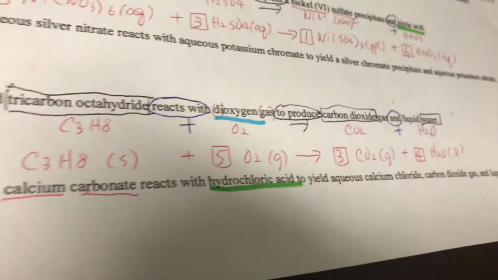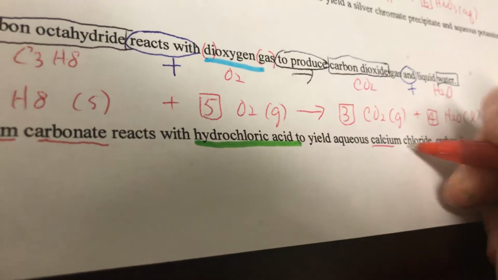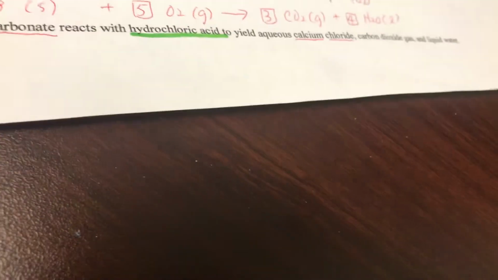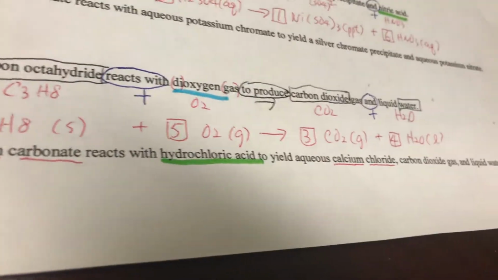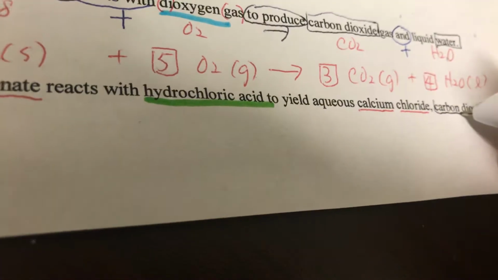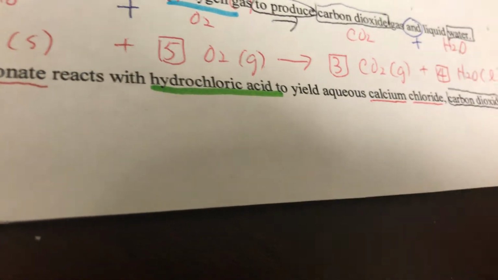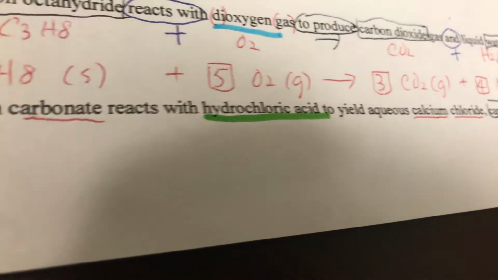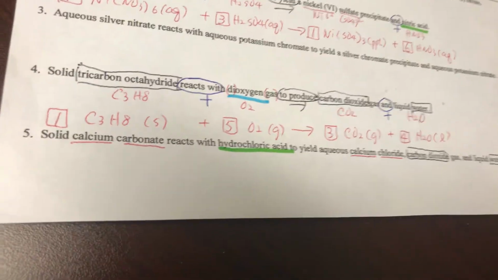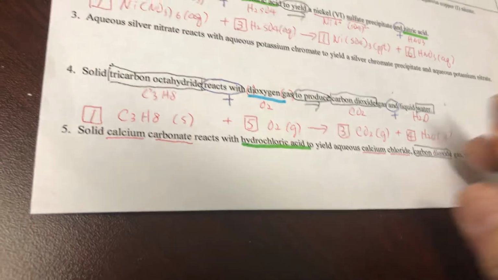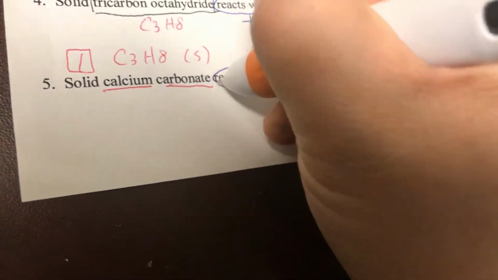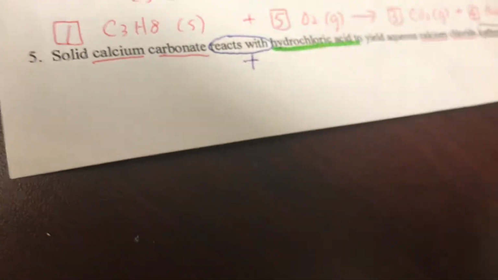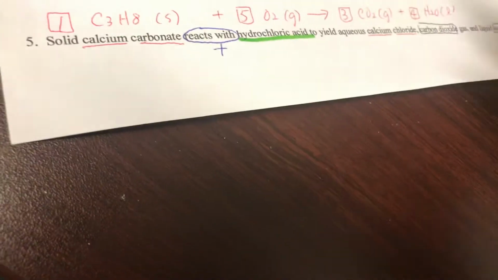All right, so number 5, calcium carbonate is a ionic. Hydrochloric acid is a acid, green. Calcium chloride is ionic. Carbon dioxide is a covalent. And water also is covalent. Okay, now we go back to do the connection symbol. We ask with blue plus, to yield black arrow.